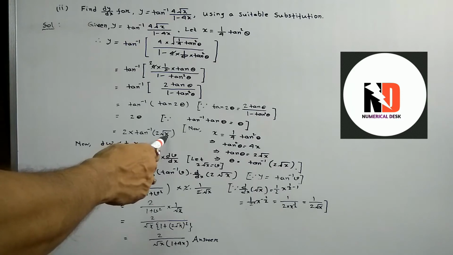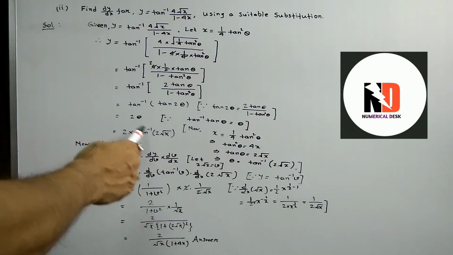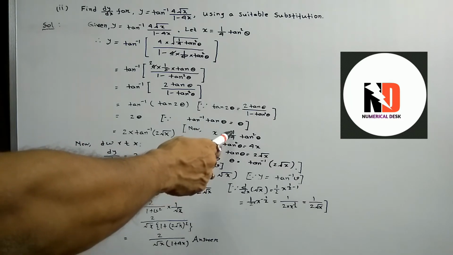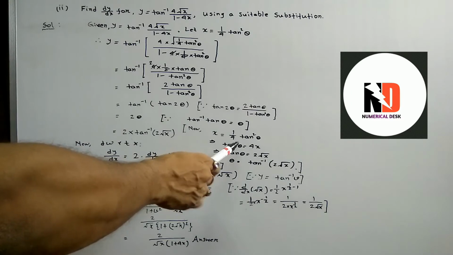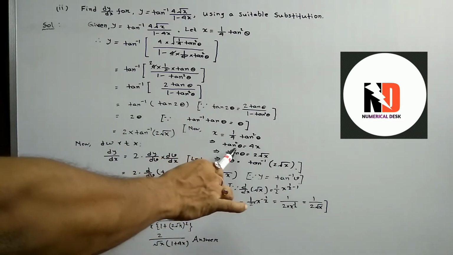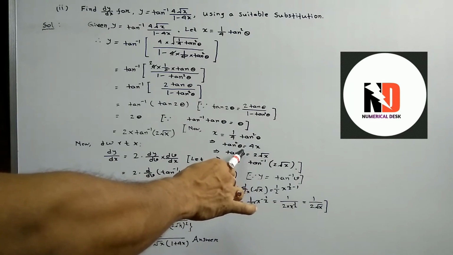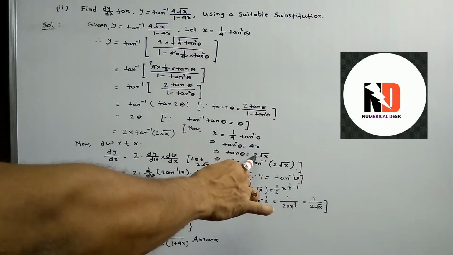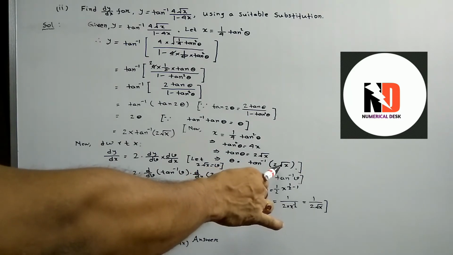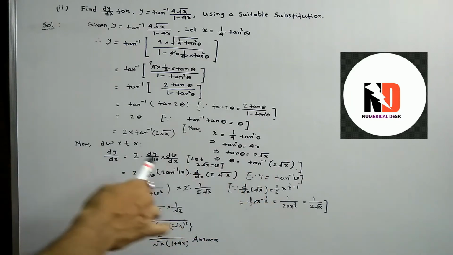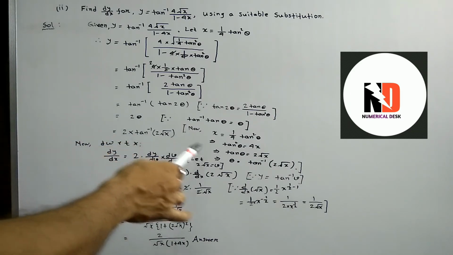Now 2 theta. Now theta equals tan inverse 2 root x. See, x equals 1 by 4 tan square theta, so tan square theta equals 4x, and tan theta equals 2 root x. You have to show this as I did in the previous sum also, and how theta is obtained in terms of inverse. So you have to show this step in the examinations.